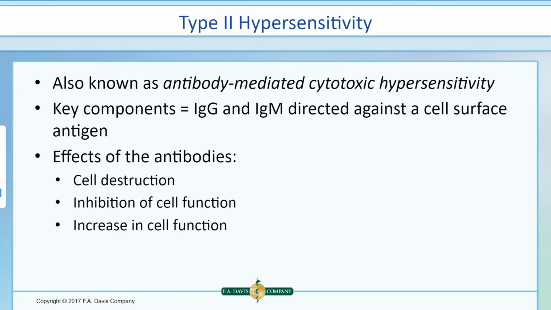So that's type 1 hypersensitivity. So that's your typical allergies. Key players would be that IgE and those mast cells. And you'd see mast cell degranulation releases those chemicals that cause the allergic reaction.